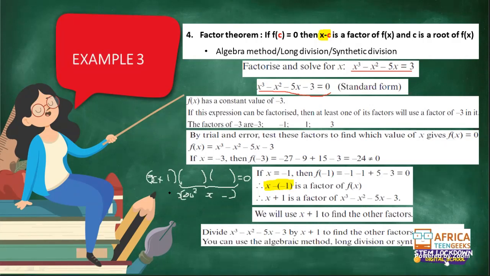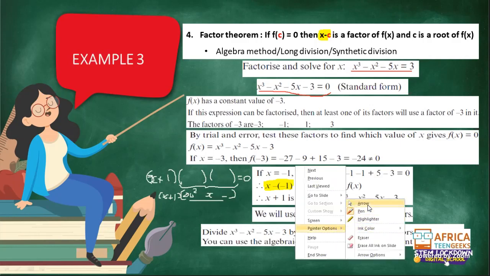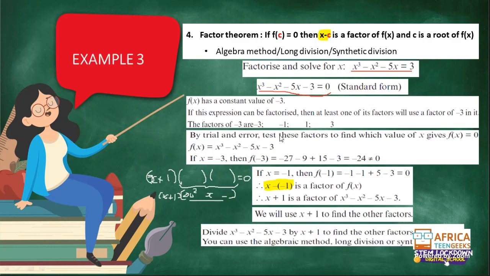So this is your x plus 1. So you're actually looking for this quadratic function. What you're practically saying is that if you divide this function by that, this is the answer that you will get. So if you multiply these two, you will get the original function. The factor you get by trial and error. This was just showing you the range to work in.